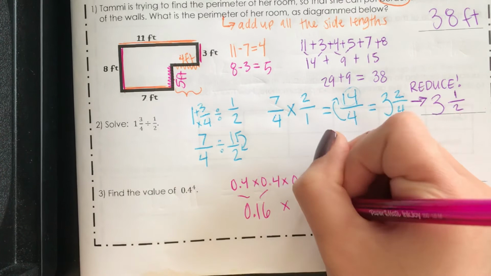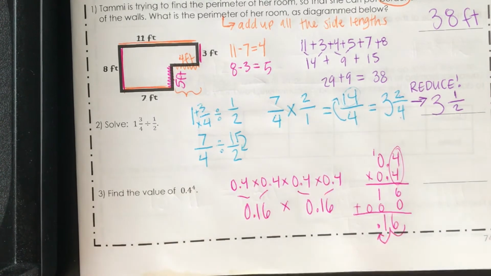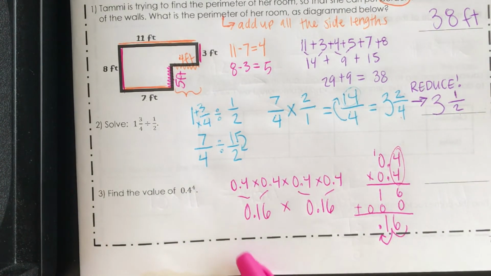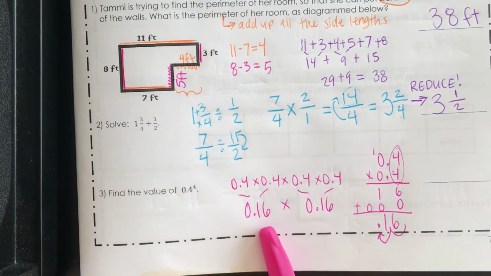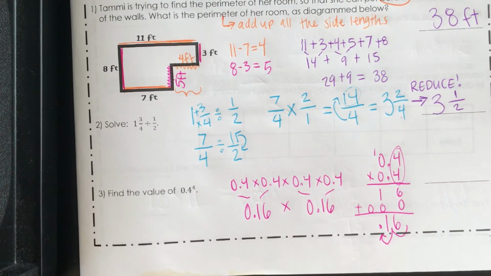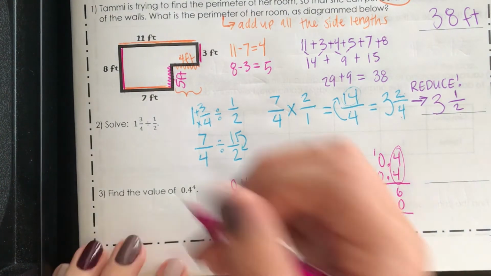Some of us are able to do that in our heads. Some of us are not. That's okay. So now my new problem is 0.16. I'm sorry, I said 0.6 earlier, but I meant 0.16. I hope you all know that. So our final problem is going to be 0.16 multiplied by 0.16. And that one we're definitely going to have to do fully.